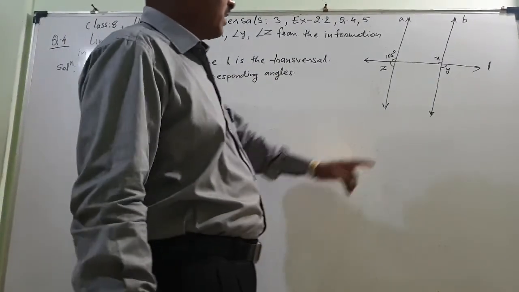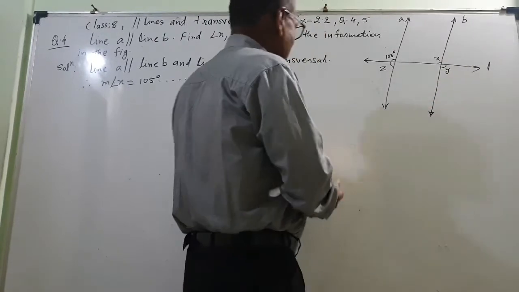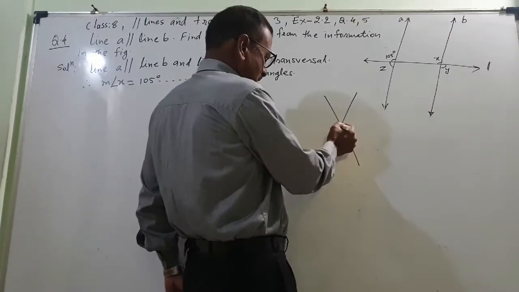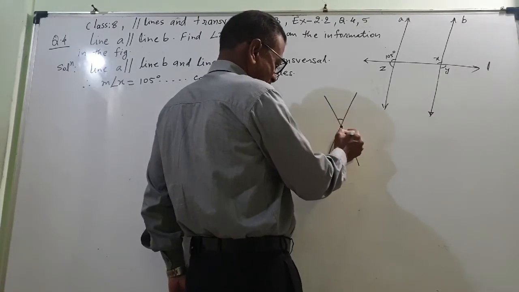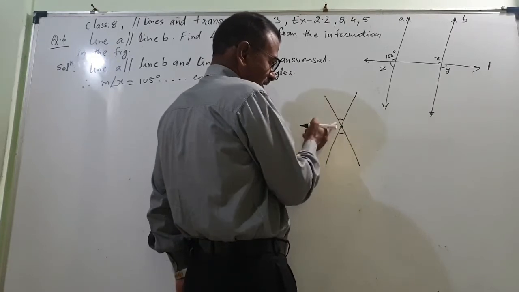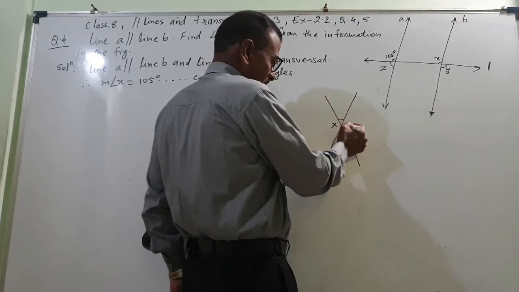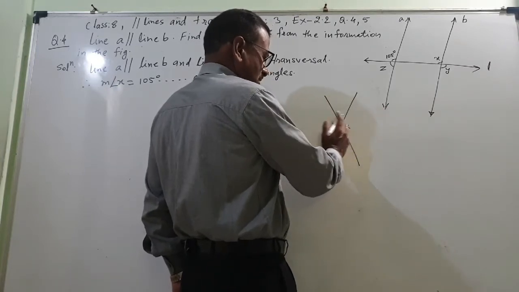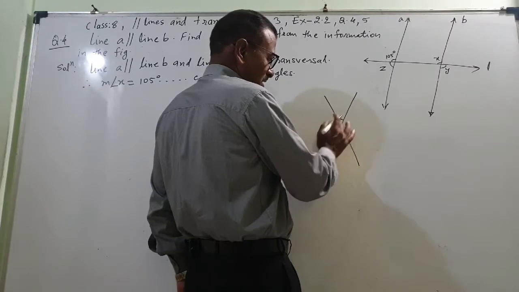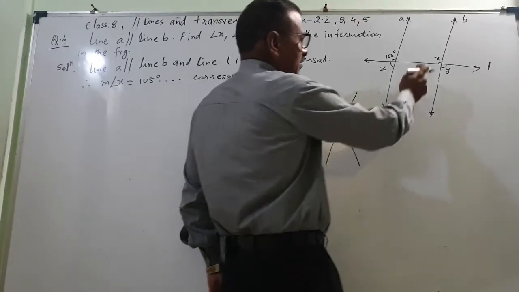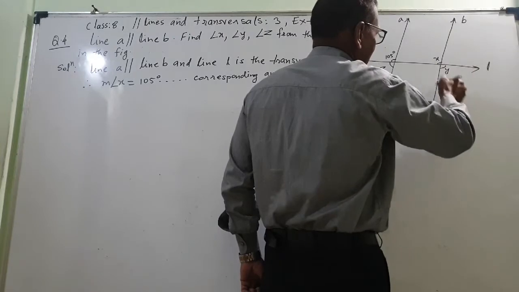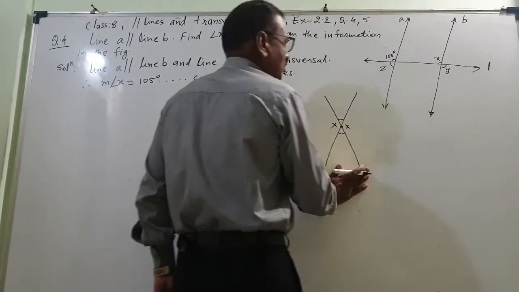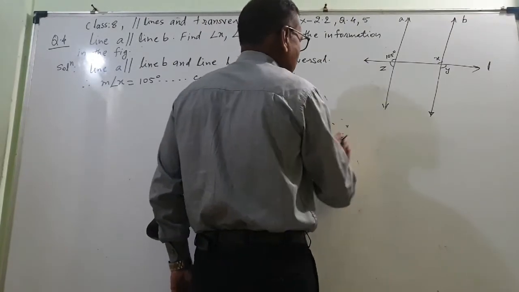Now, X and Y, they are vertically opposite angles. What is a vertically opposite angle? Just see this. This is the vertex. This angle and this angle are exactly opposite at the vertex. This angle and this angle are also opposite. So these two angles are equal, and these two angles are equal. See about this X and Y: this angle and this angle are exactly opposite to each other. Therefore, they are also equal.